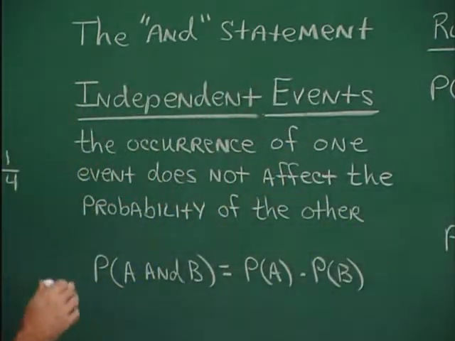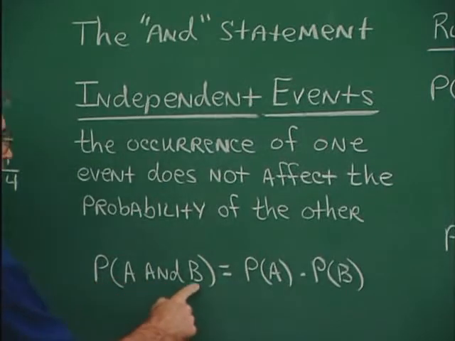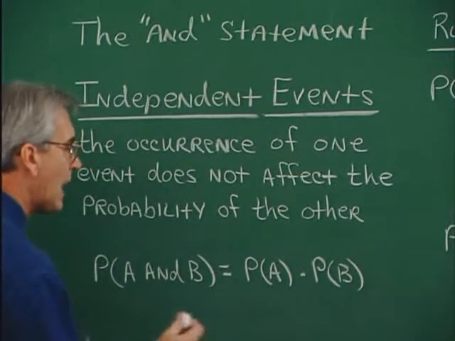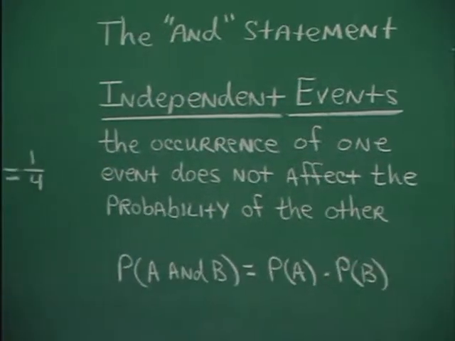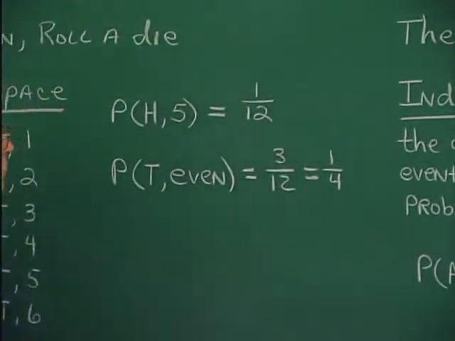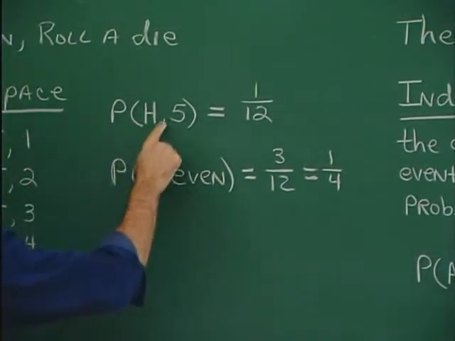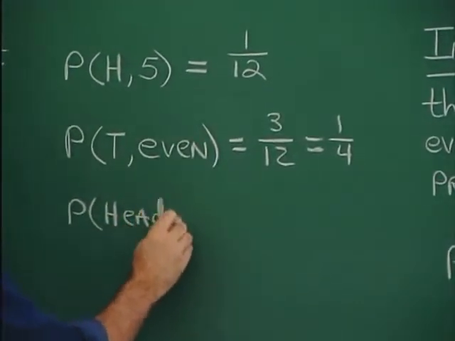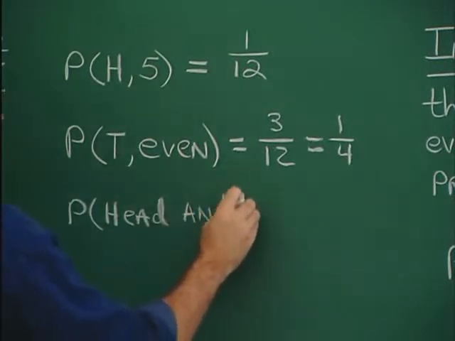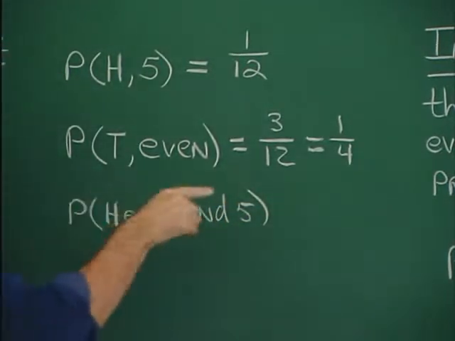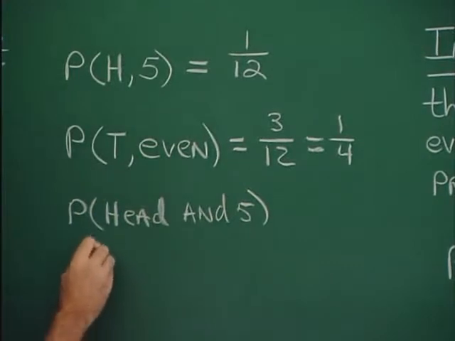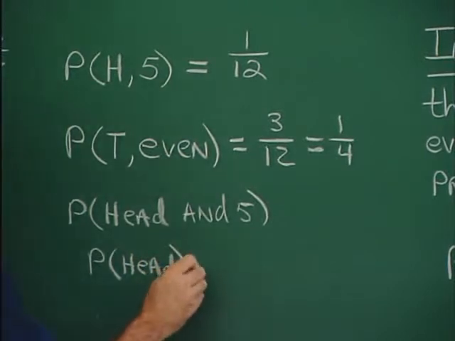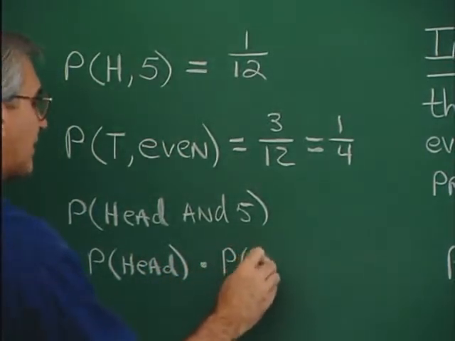Now when you have independent events, the probability of A and B is calculated as the probability of A times the probability of B. Now let's come back over here and think of these calculations in terms of what we learned. The probability of head, comma, 5 could be thought of as probability of head and 5, and because these are independent events, we can calculate the probability of head separately and multiply that times the probability of rolling a 5 on the die.